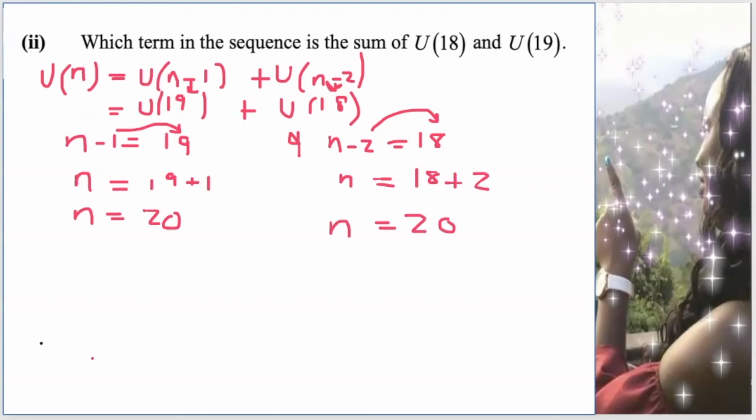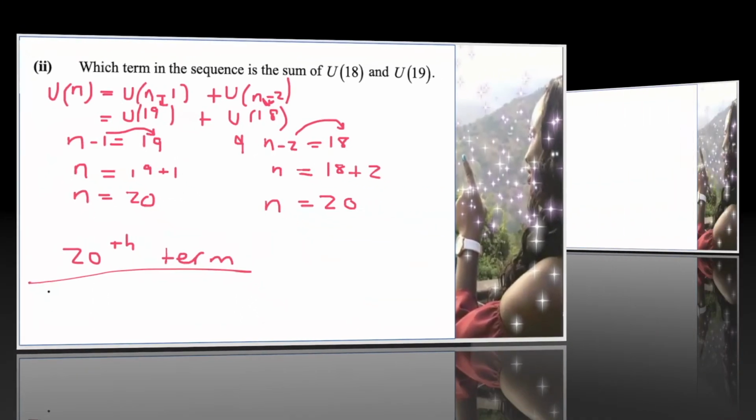So that means the 20th term of the sequence is the sum of u18 and u19. So when n is 20, that's what we'll use to get u18 and u19. So that's the answer to the question. Which term in the sequence gives you this sum? The 20th term. Finally, show that u20 minus u19 is equal to u19 minus u17.